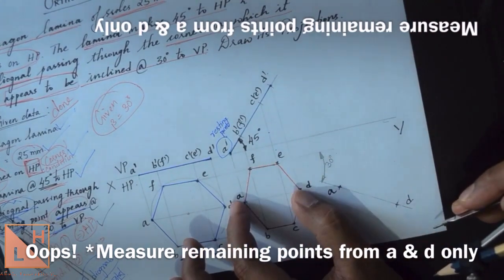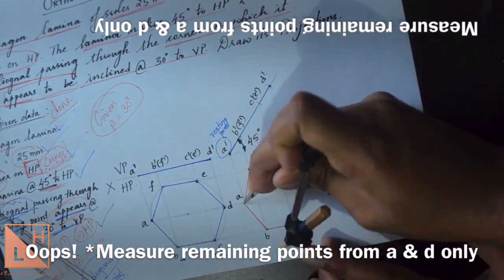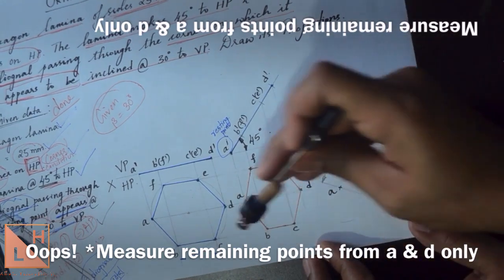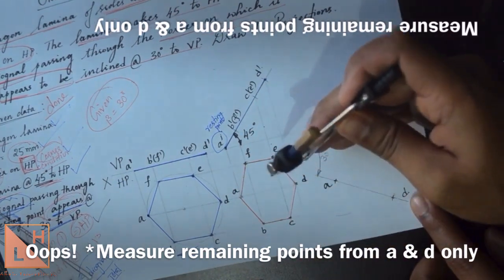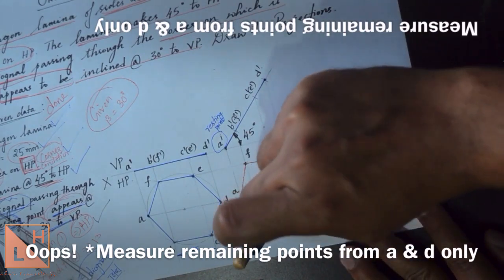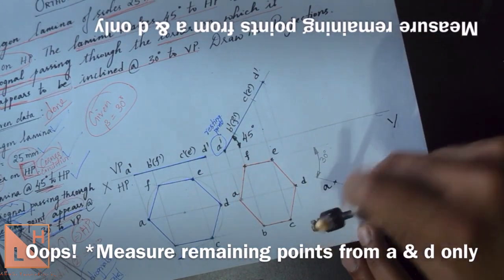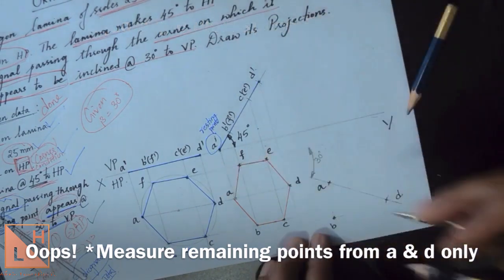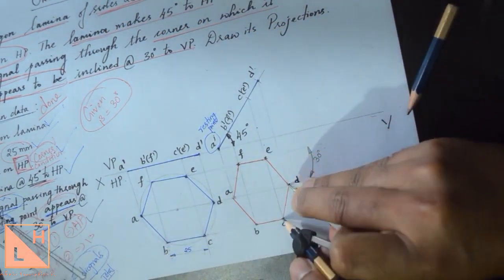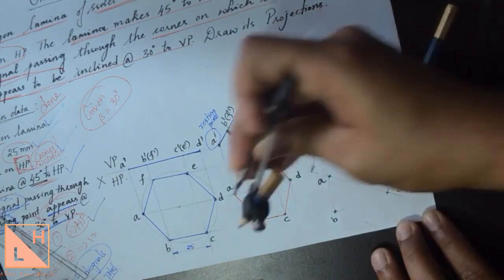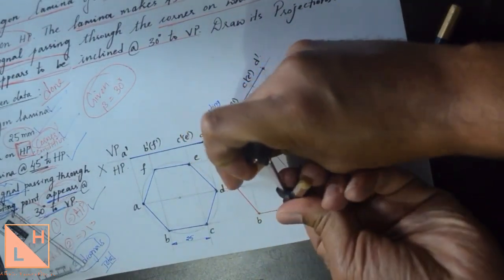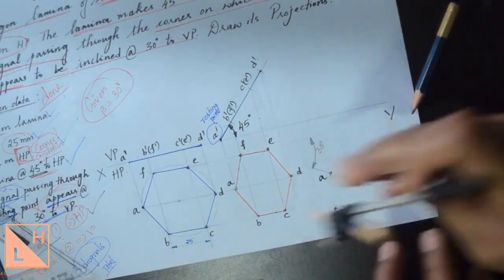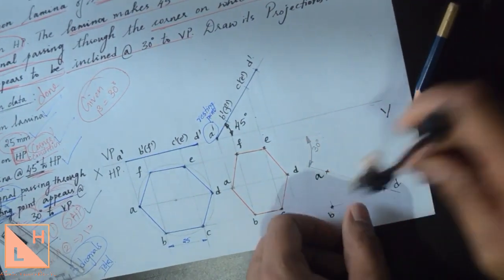You can measure all the points from A and D only, like AB. You cut an arc from A, then you measure DB because the other known point is D. Measure DB and cut the arc. The intersection will give you the new point B. Repeat the same for the remaining points, like DC. Measure from A to C. Where it intersects, that will be the new point C.